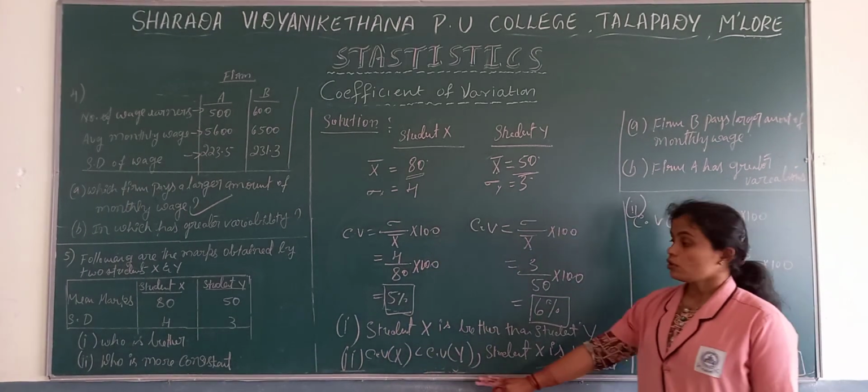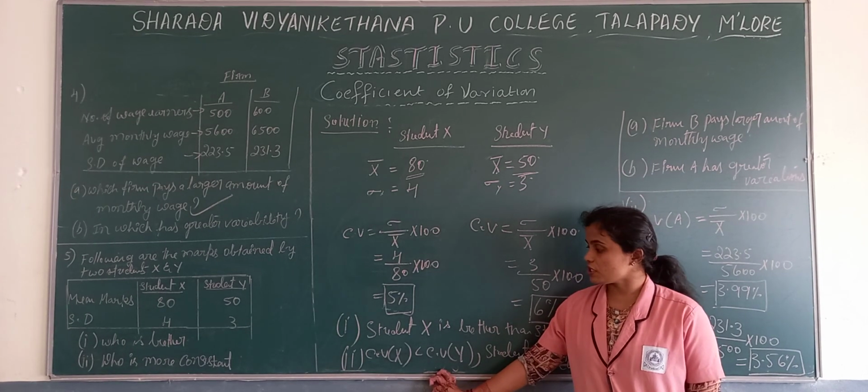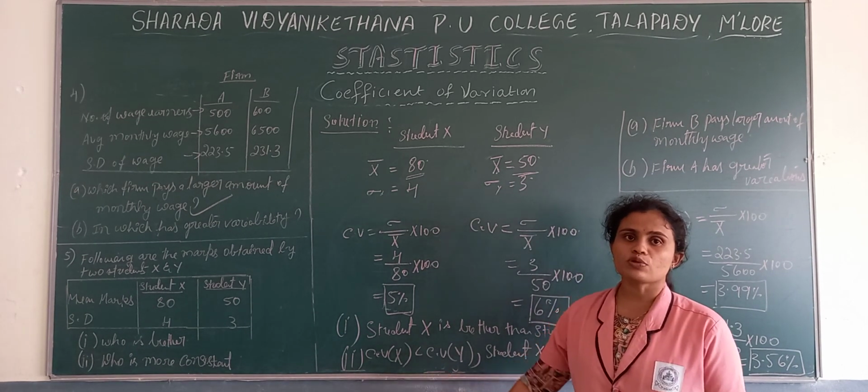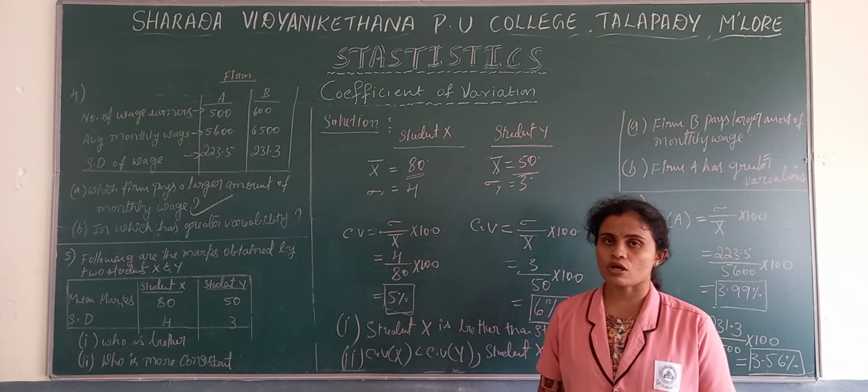With this we completed the third unit, that is measures of dispersion. And in the next class we move towards the last unit of the 5th chapter, that is measures of skewness or kurtosis.